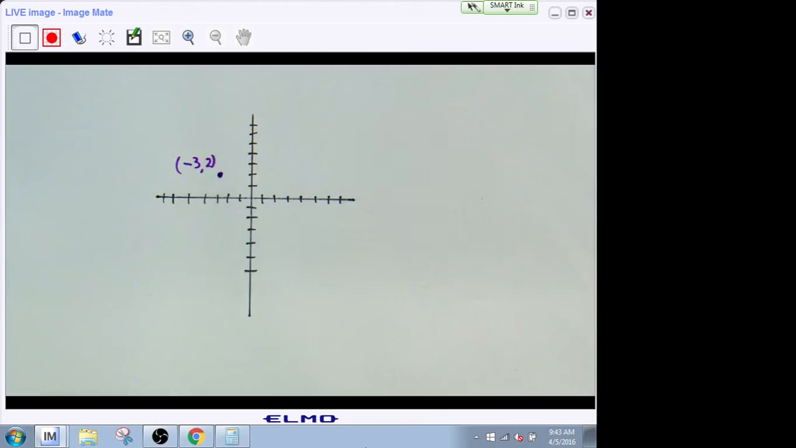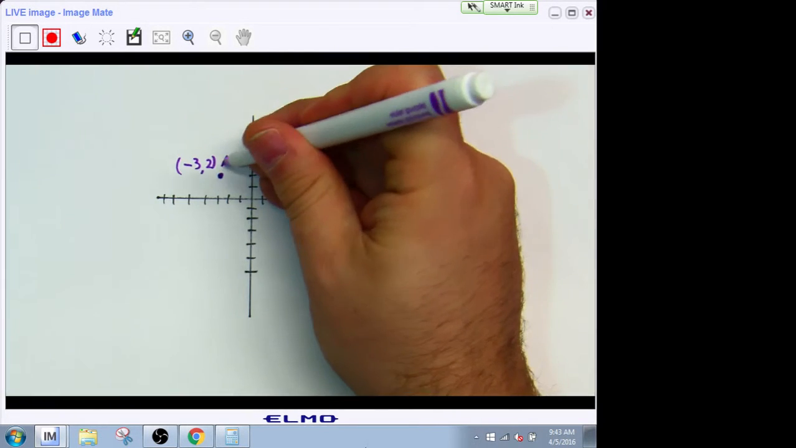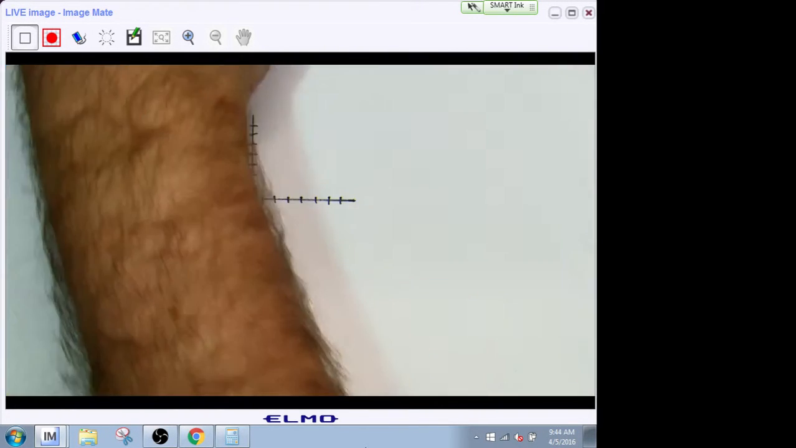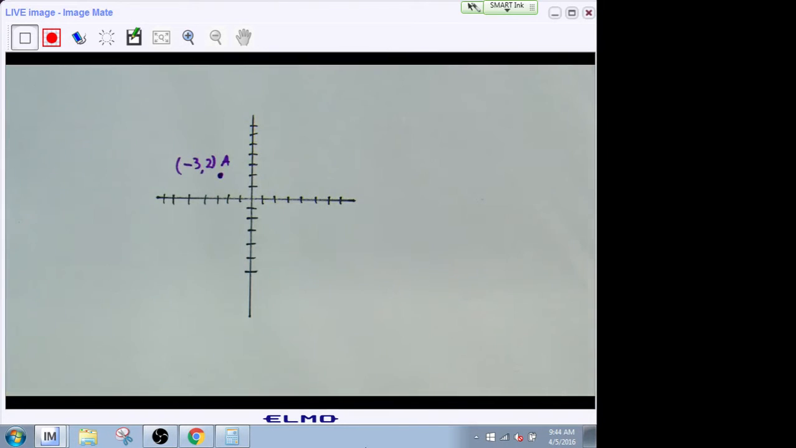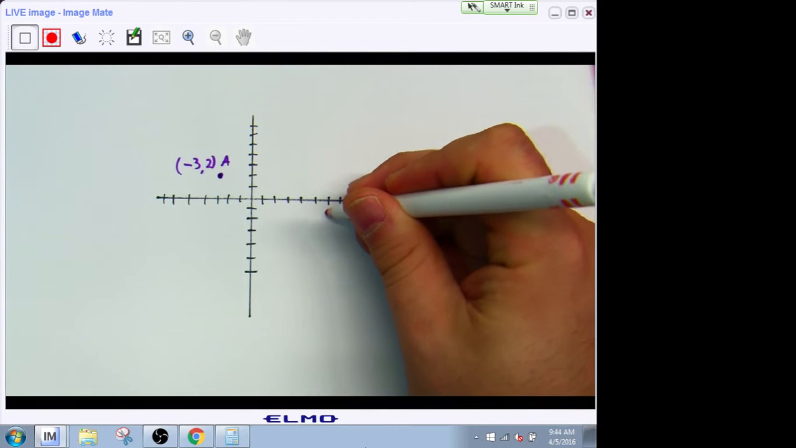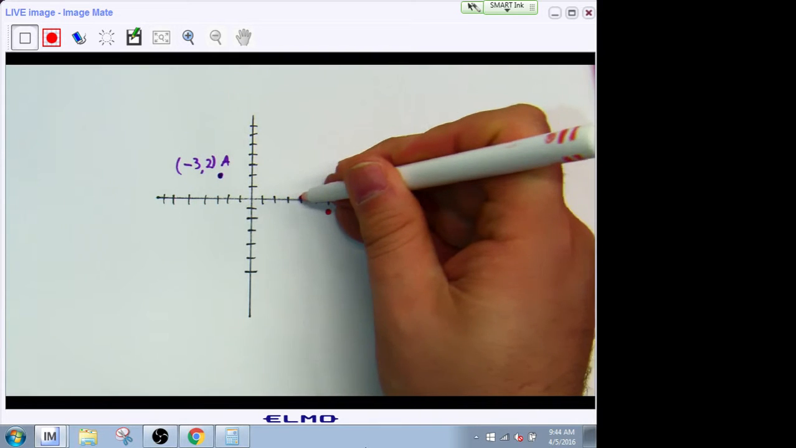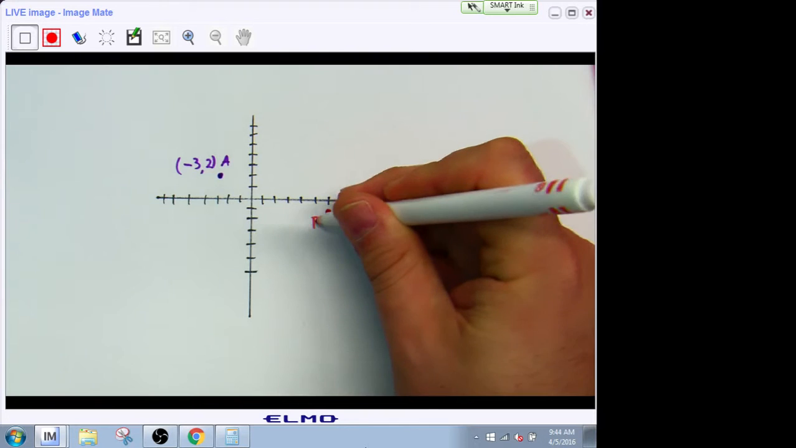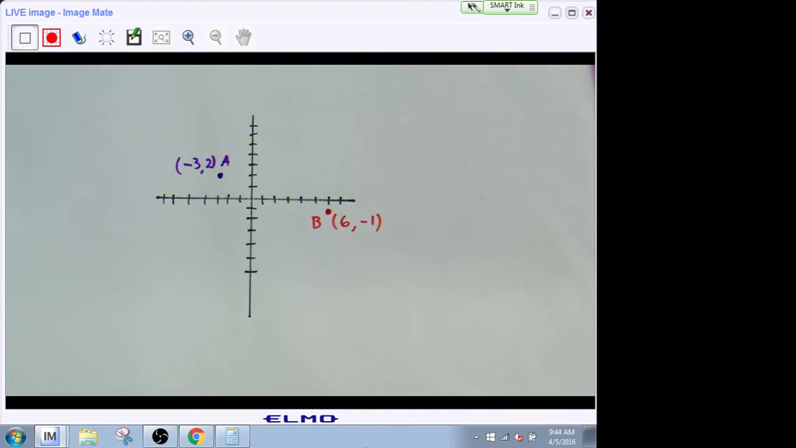It's going to live right there. I'm going to call this A. Then B is going to live somewhere else. Let's say B's all the way over here. What is this? 1, 2, 3, 4, 5, 6, -1. Okay. So this is where we start to apply the Pythagorean theorem in a Cartesian plane system.